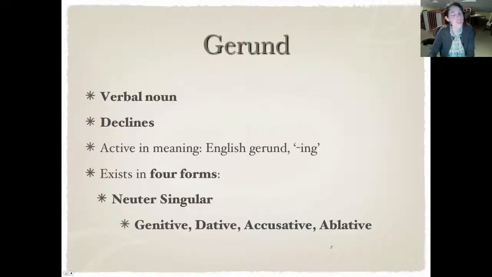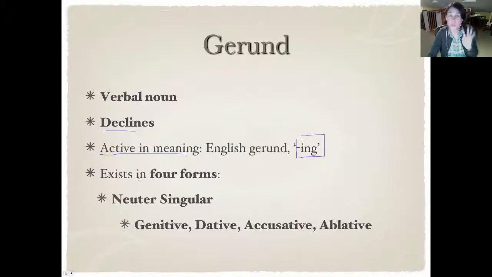All right, the gerund. The gerund is a verbal noun. So as a verbal noun, it's going to have qualities of a verb, and it's also going to have qualities of a noun. So like a noun, it is going to decline. Like a verb, it is active in meaning. So this corresponds to the English gerund, right? These are our -ing verbs, those running, dancing, singing. Those are all examples of gerunds.